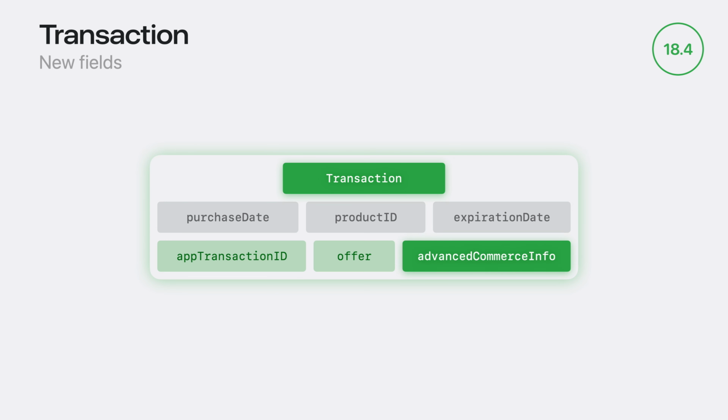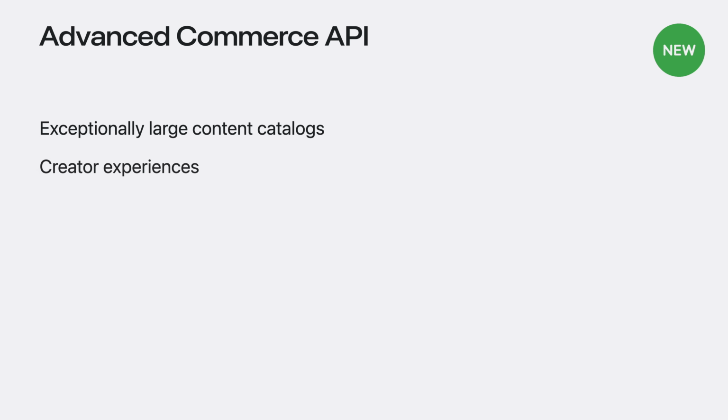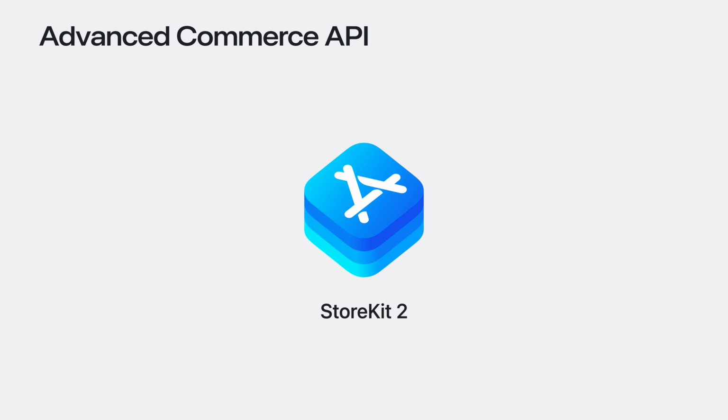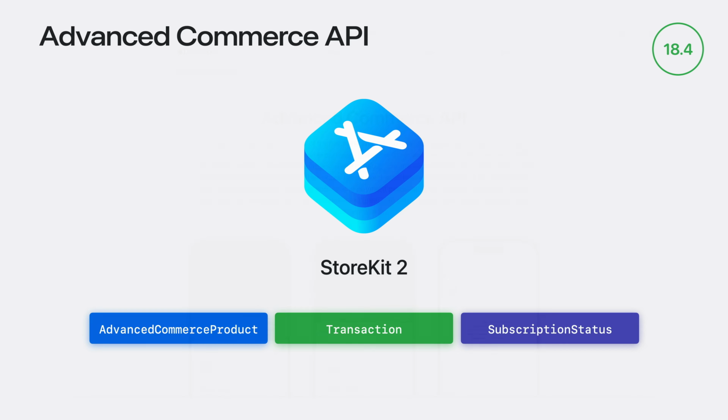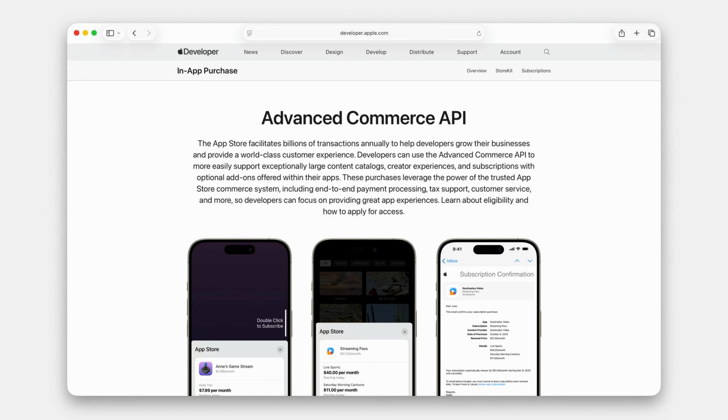The final new field introduced in iOS 18.4 is Advanced Commerce Info. Advanced Commerce Info only applies to apps that use the Advanced Commerce API. For apps that don't use the Advanced Commerce API, this field is always nil. Advanced Commerce API enables you to more easily support in-app purchases for large content catalogs, creator experiences, and subscriptions with optional add-ons. To support the Advanced Commerce API, StoreKit 2 provides new native APIs, including Advanced Commerce Product, which is available in iOS 18.4, and existing APIs, like transaction and subscription status. To learn more about the Advanced Commerce API, please visit the list of web page resources for this session.